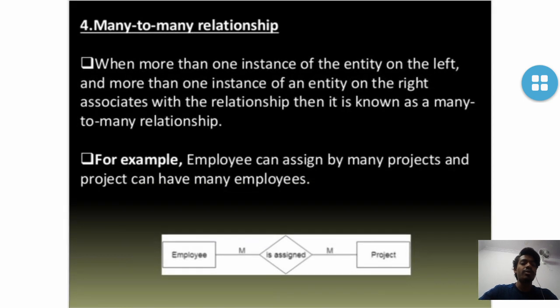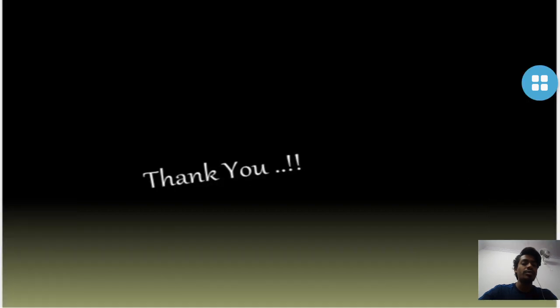Many to many relationship. When more than one instance of the entity on the left and more than one instance of an entity on the right associates with the relationship, then it is known as a many to many relationship. For example, an employee can be assigned many projects and a project can have many employees.